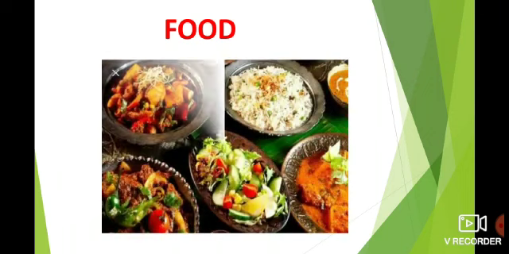Next we learn about the components of food. Before that, what is meant by food? Food is any substance consumed to provide nutritional support to our body. That is, we consume these substances to provide nutritional support to our body. So, eat only healthy foods and avoid junk foods, packaged foods and outside foods.